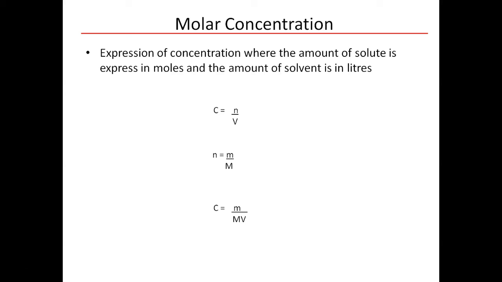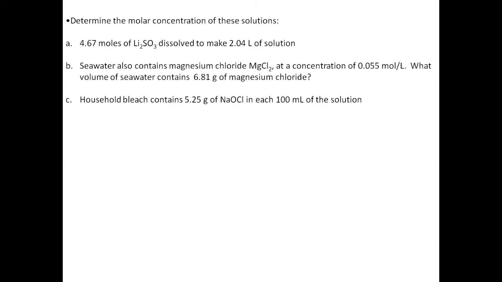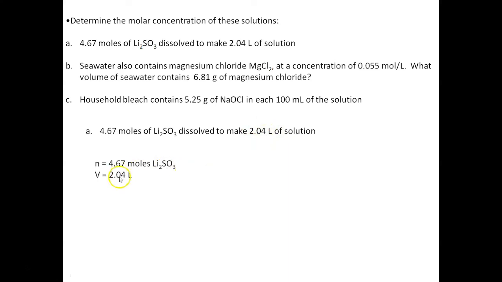So let's take a look at an example. We're going to determine the concentration of each of these, because each of these point out different things. So for A, we're given my amount of solute in moles already, and we're given our amount of solvent in liters. So all we have to do is write down our givens, write down our equation, and then just easily substitute these values in and solve. So we get 2.29 moles per liter. So that was a relatively straightforward one.